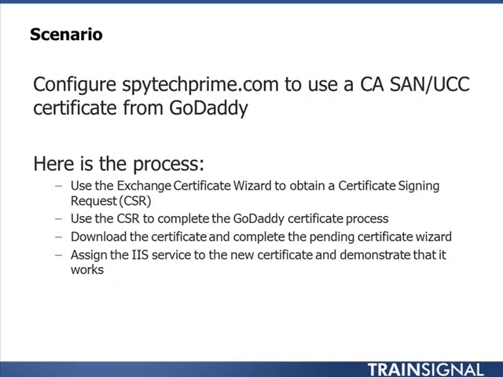Now before we do this, we're going to demonstrate that when we go to Outlook Web App through our browser, because there is a self-signed certificate, we do get a certification error message. And we'll demonstrate how after we get the certification authority certificate, that error message goes away. Alright, so let's get started.